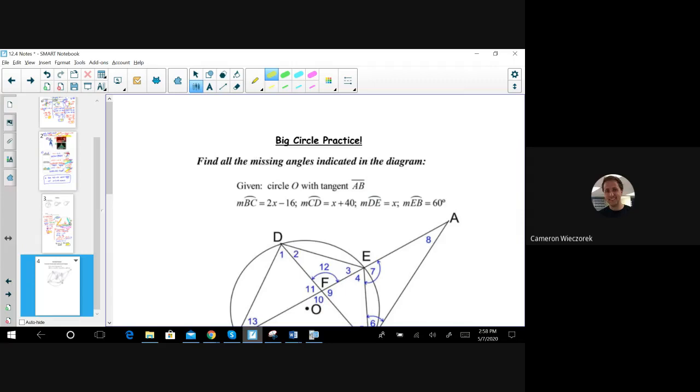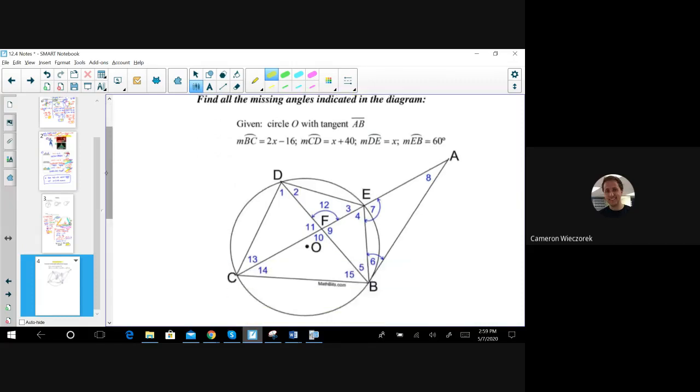So the last one I want to look at is a big circle problem. And we've seen these a little bit in 12.3, but they're a little bit bigger now because we have more angles and arc formulas to use. You do have a Google Form homework assignment that has one very similar to this. So I want to walk you through kind of how to approach it, and then you'll get some extra practice. I have some posted for you as well.